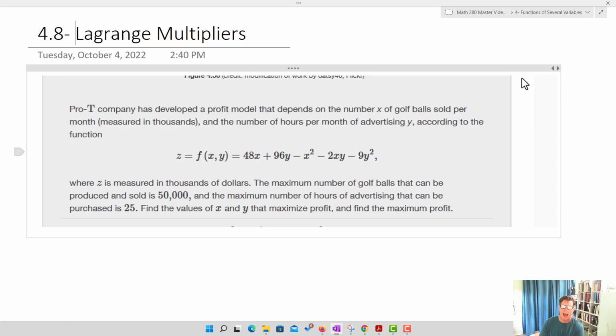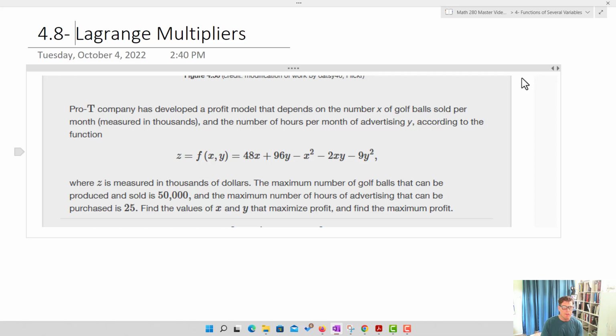So let's say, for example, Pro T Company has developed a profit model that depends on the max number x of golf balls sold per month and the number of hours per month of advertising y according to this function. So z equals f of x y equals 48x plus 96y minus x squared minus 2xy minus 9y squared, where z is measured in thousands of dollars.